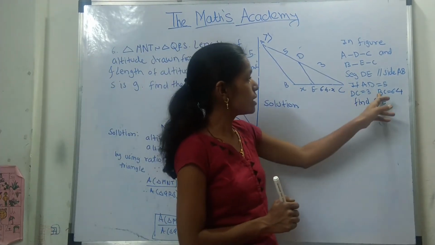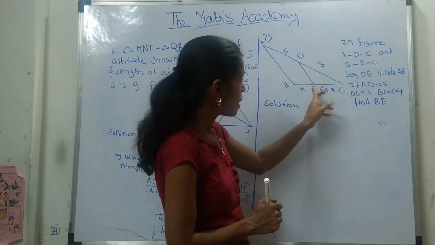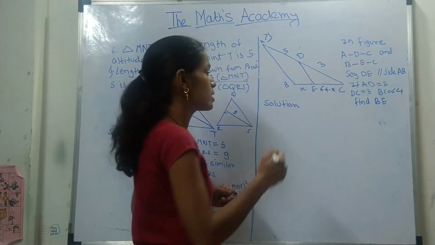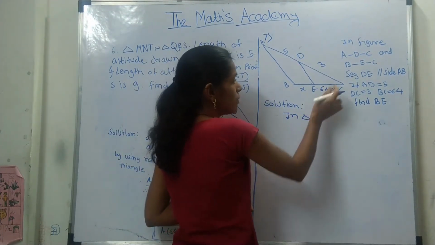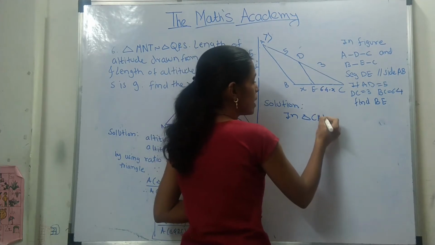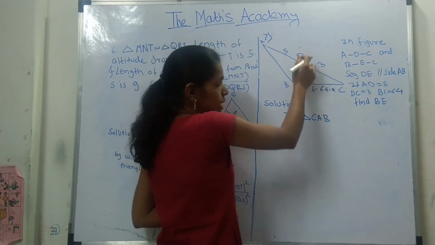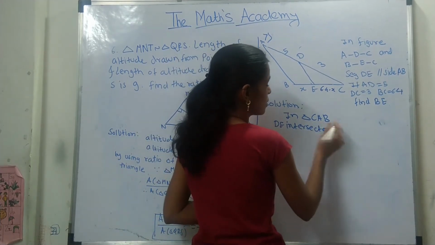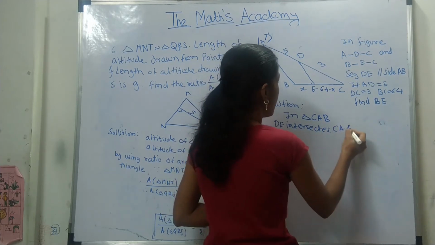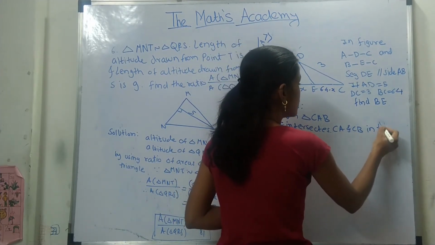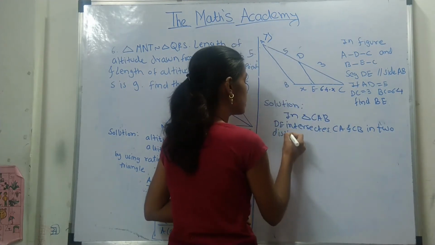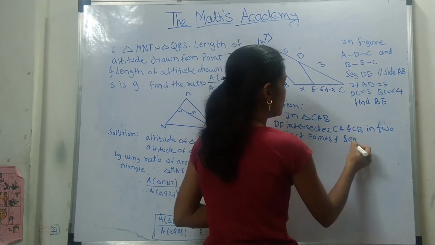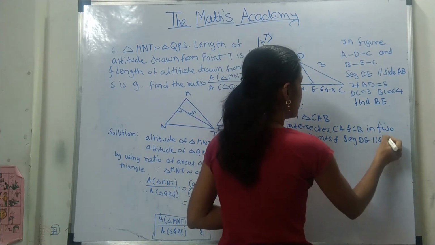But we have given that this BC is 6.4. Therefore we will consider that BE is equal to x, and hence CE will be 6.4 minus x. So let's start with the solution. In triangle CAB, here DE intersects CA and CB in two distinct points, and segment DE is parallel to side AB.